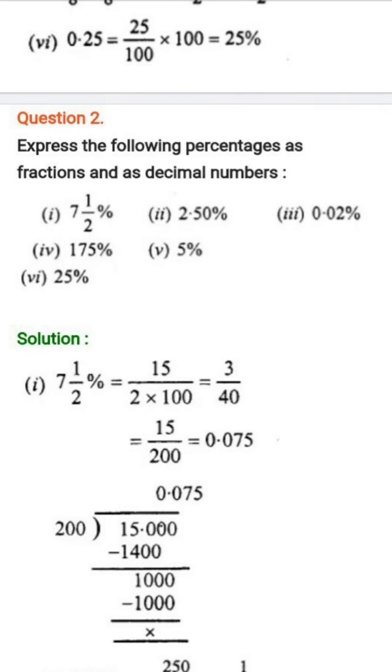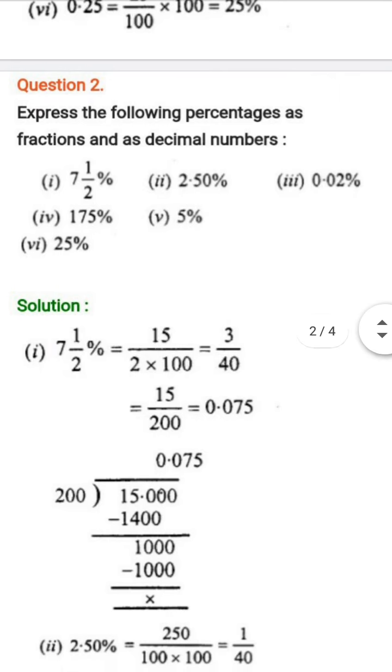Now we will see the second question. The second question is: express the following percentages as a fraction and a decimal number. See now, the percentage is given. First we have to convert that percentage into a fraction, and then we have to convert it into a decimal number. See, 7 and 1 upon 2%. Percent means out of 100. So instead of the percentage symbol we can write 100 at the denominator.